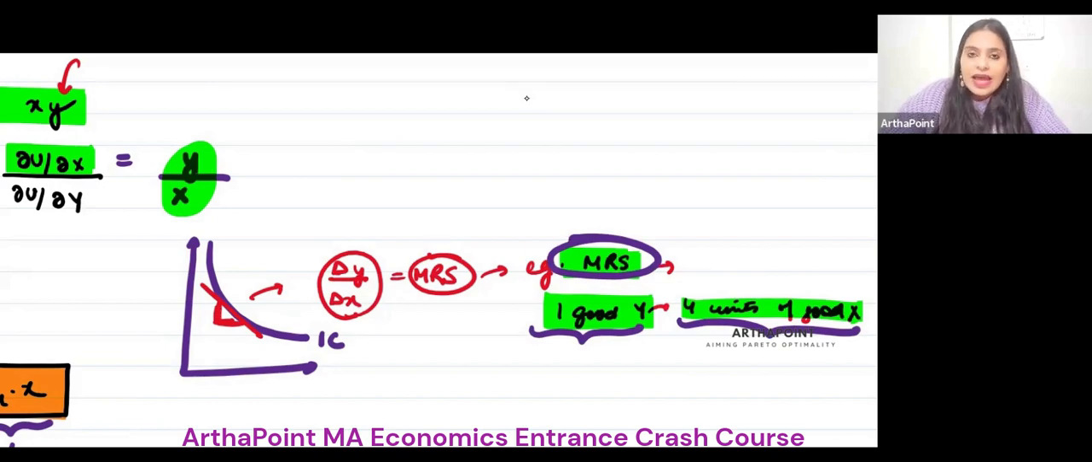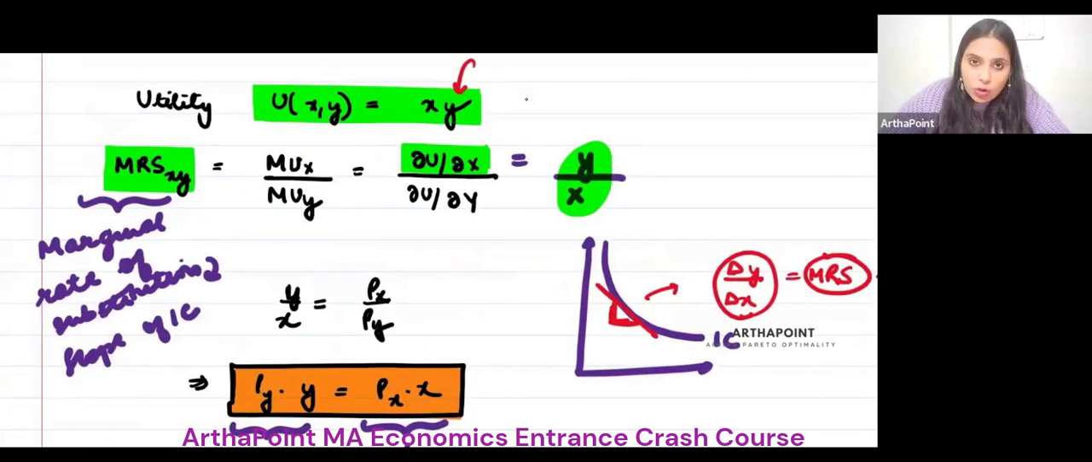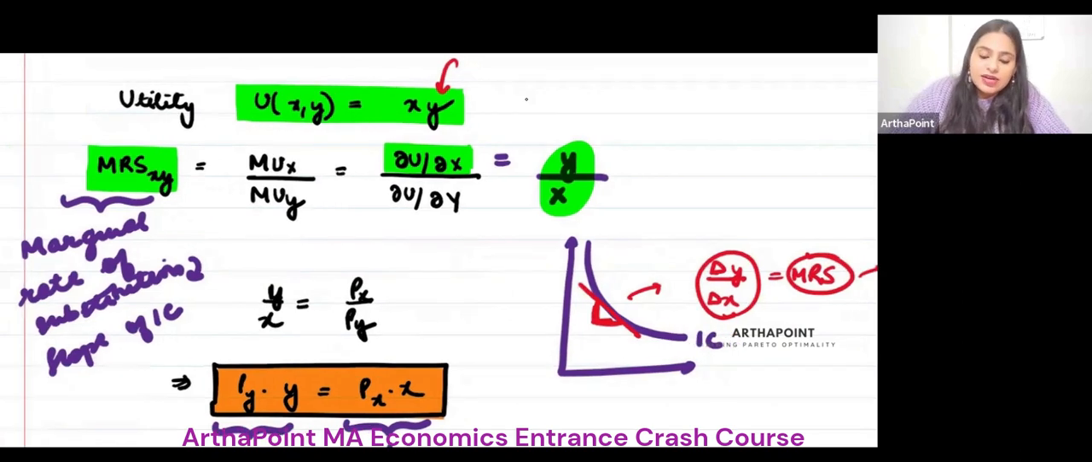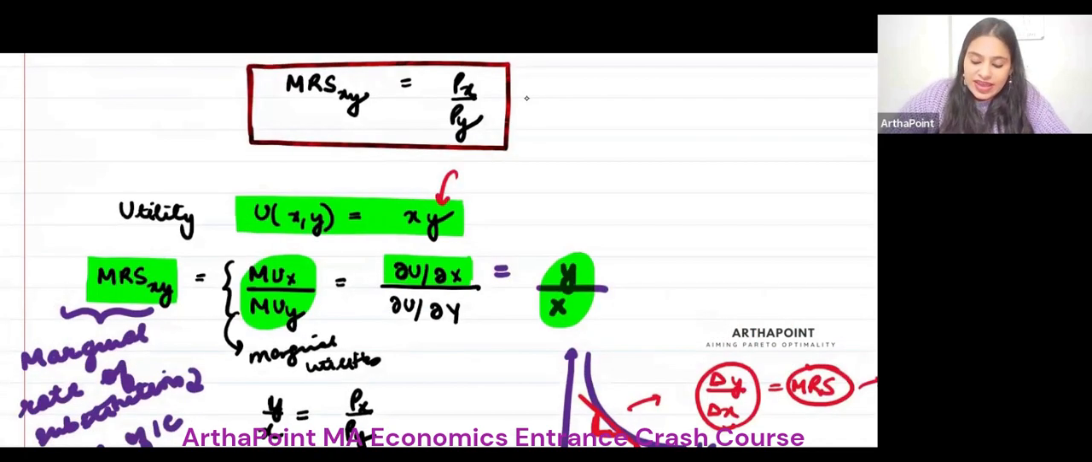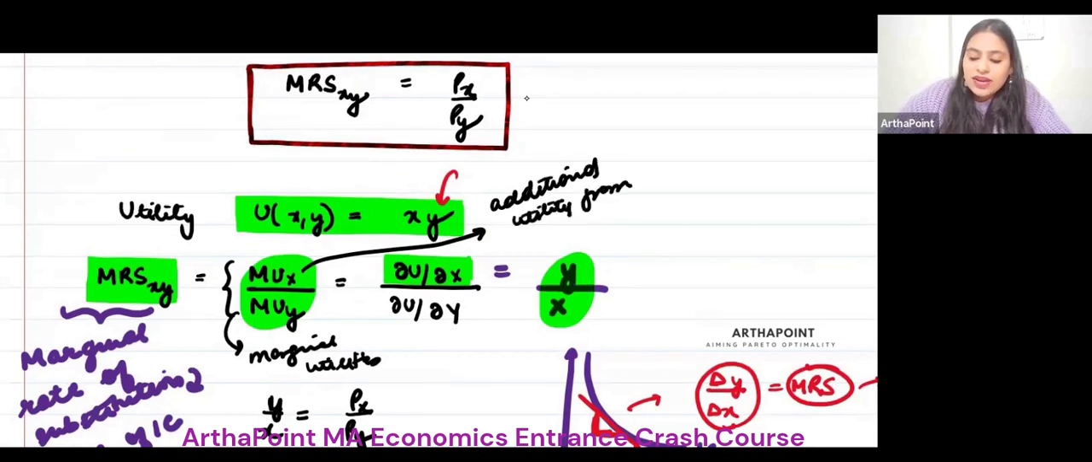Okay. And how do we represent MRS? MRS is represented by MUX by MUY. MUs are marginal utilities. So MUX is marginal utility of X. That means what is the additional utility you get when you consume an additional unit of good X.